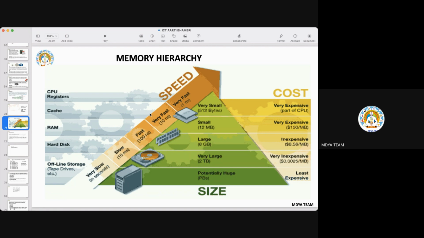size wise they are large, and as you go above in the hierarchy, this hard disk they are expensive, then RAM it is more expensive, cache it is very expensive, and CPU it is again very expensive. So likewise, and the size is going down, means size is smaller smaller smaller, means potentially huge size is of secondary memories. Then if you go from hard disk, RAM, cache, they are comparatively smaller.